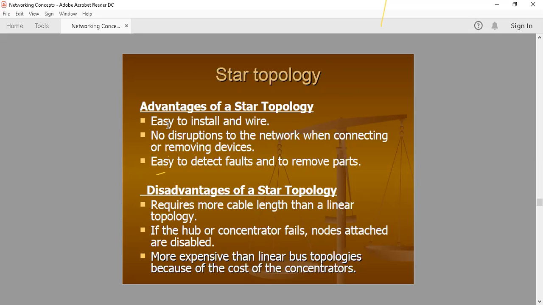For that, there will be a failover switch, a standby switch, which has the same backup of switch A in switch B. If switch A fails, then automatically, in less than seconds, switch B will act as active and communication will be normal. It is also more expensive than linear bus topologies because of the cost of the switches and routers.